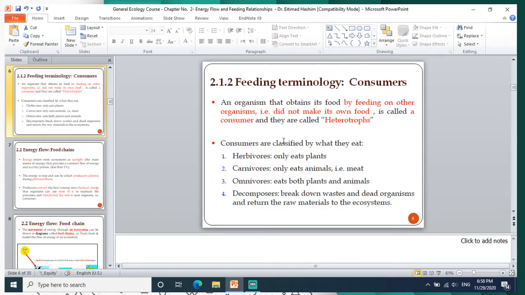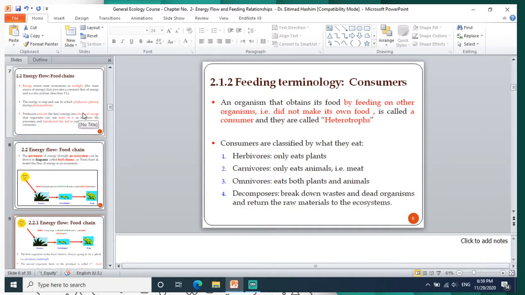Regarding consumer types, there are four types of consumer. Herbivores eat only plants. Carnivores eat meat or animals. Omnivores eat both plants and animals. And decomposers break down waste and dead organisms, which are also ready food, but in the form of waste or dead organisms.